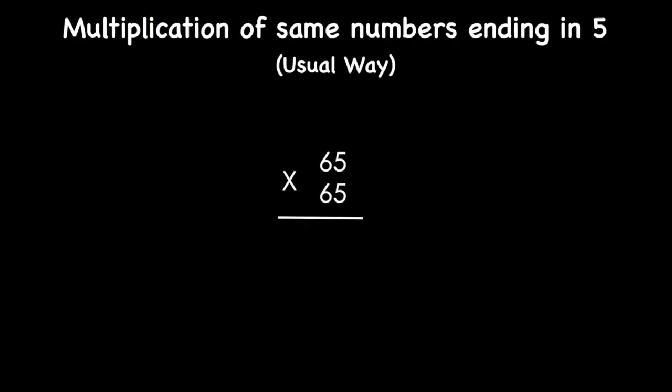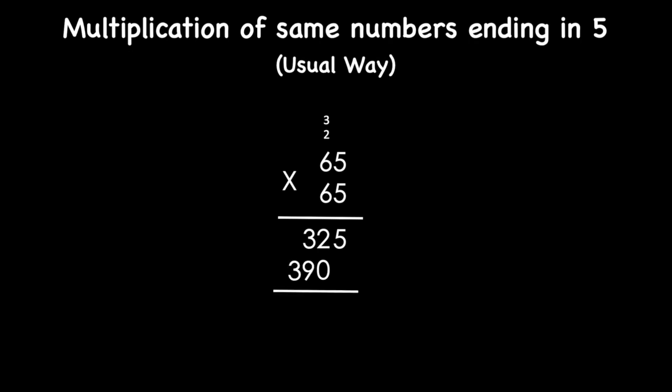So let's try this using the usual way. Normally we do it like this. 5 times 5 equals 25. You bring down 5, carry over 2. And then 5 times 6 is 30 plus 2 is 32. The next one will be 6 times 5 is 30. You bring down 0 and carry over 3. And then 6 times 6 is 36 plus 3 equals 39.